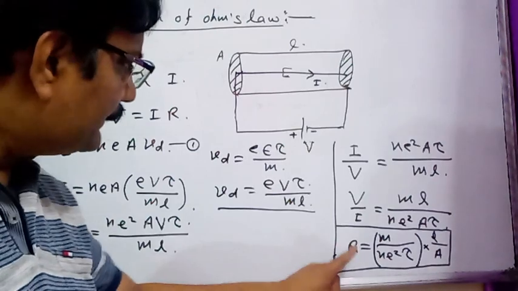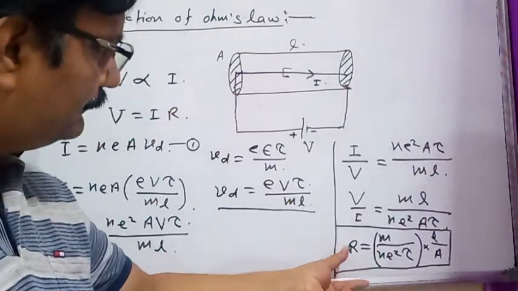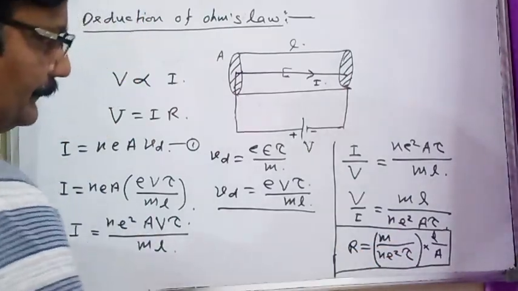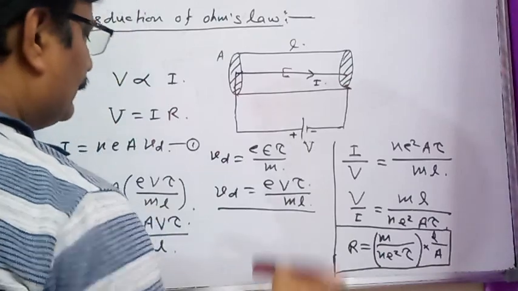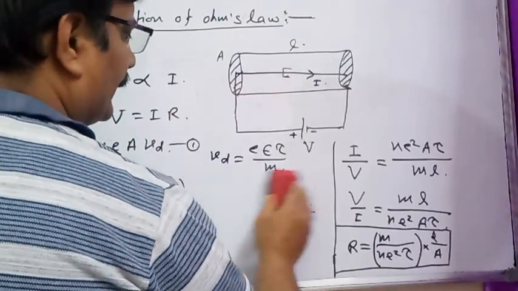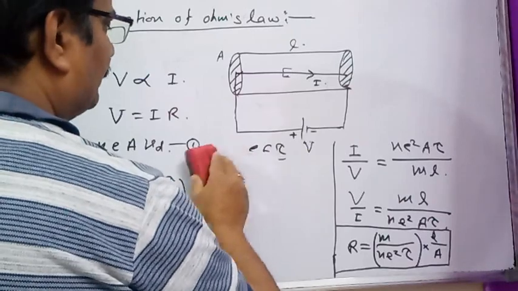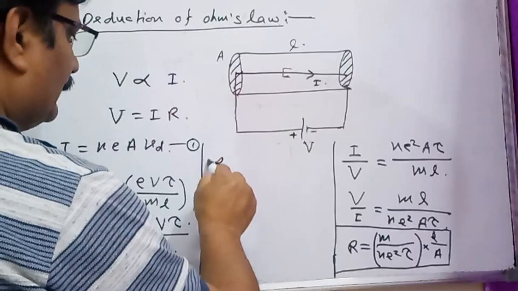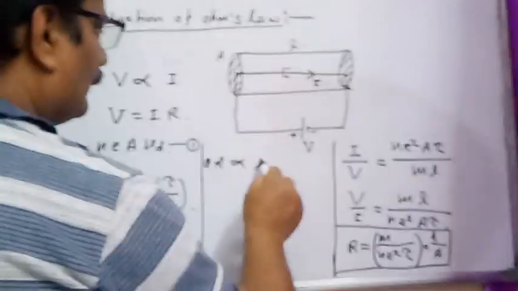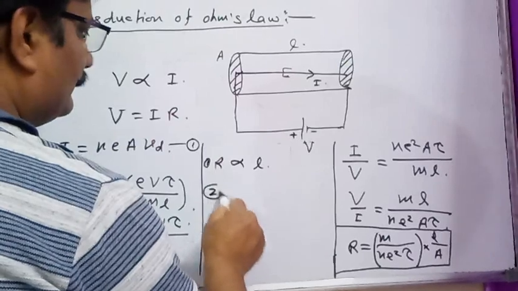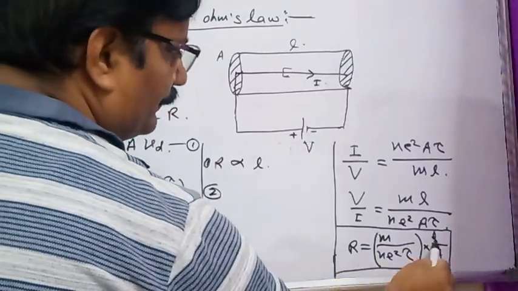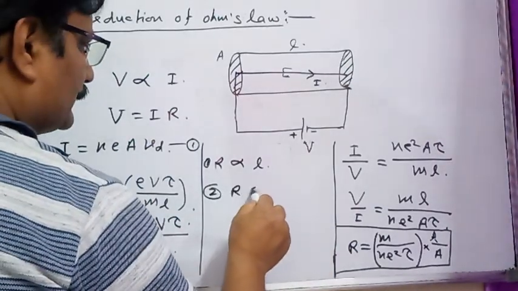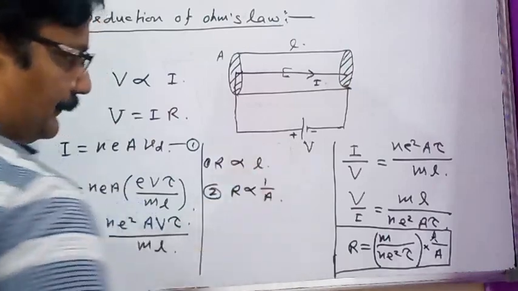And students, this relation provides all the factors affecting the resistance of a conductor. From this relation you can see the resistance of a conductor. What is the first factor? That is the internal factor of the resistance. The resistance of a conductor is directly proportional to its length. In this relation you can see resistance is directly proportional to length of the conductor, and resistance of the conductor is inversely proportional to area of cross section of the conductor.